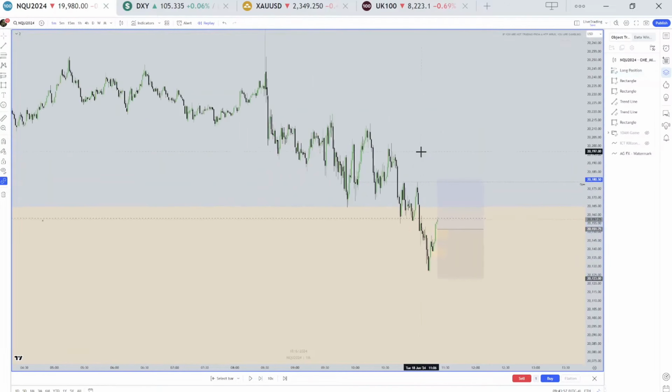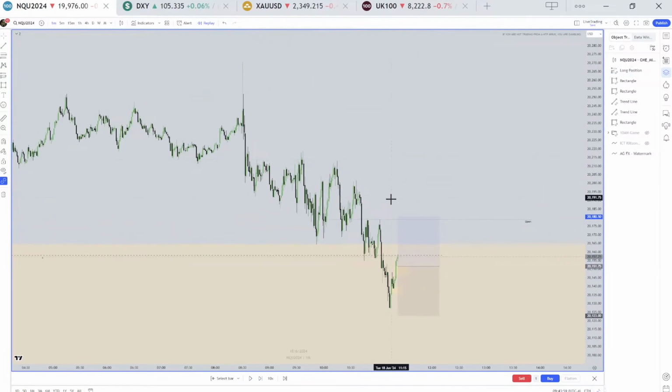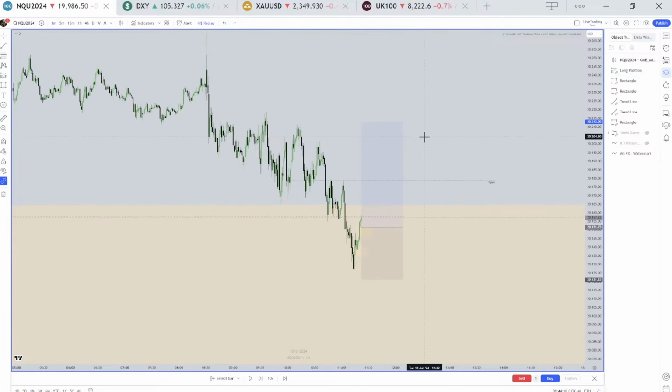Entry there. Well, where can you put your target? I would say low-hanging fruit failure swings, like this, are a very easy target, right? Let's do this one, 1 to 2. We have a nice little breathing room, even below these lows.